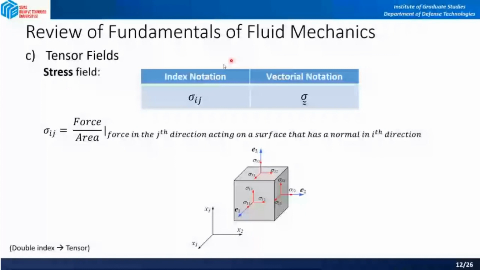So ij is the clue that you have a second order tensor, not a scalar, not a vector. In vectorial notation, we use a double tilde. So one tilde is for a vector, a double tilde is for the tensor notation. This stress could be a turbulent stress, a viscous stress, a shear stress, normal stress, tensile stress, compression stress, exactly like in solids.